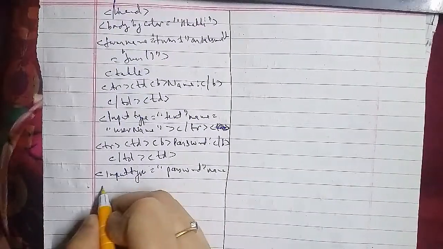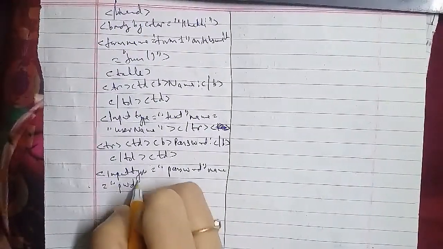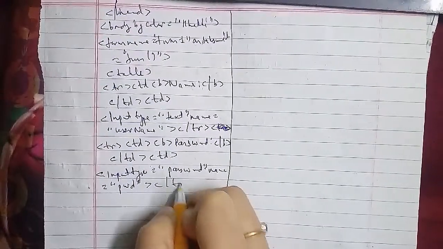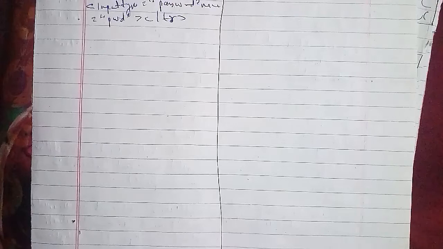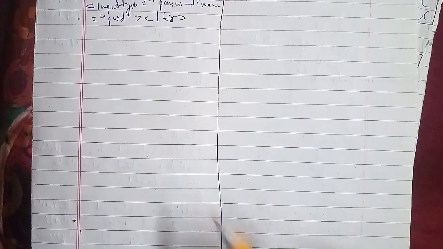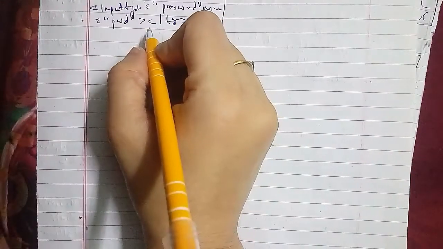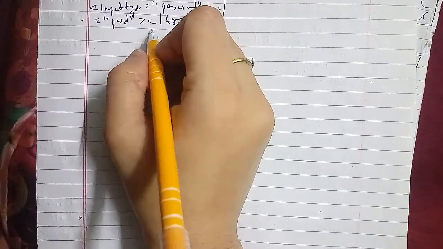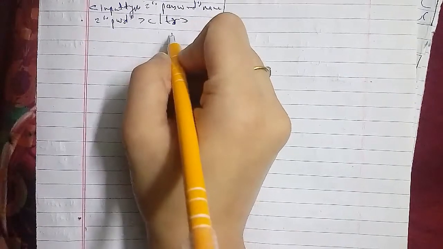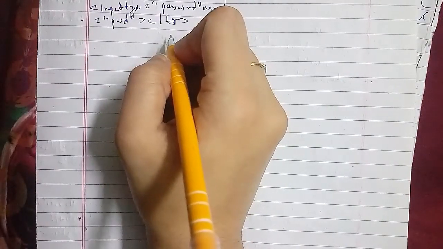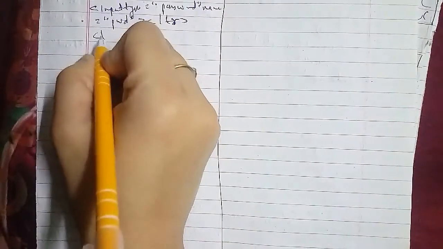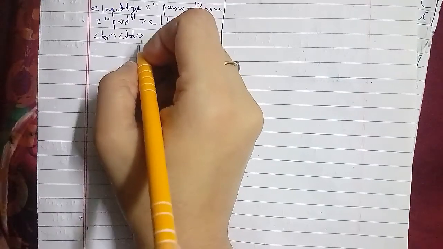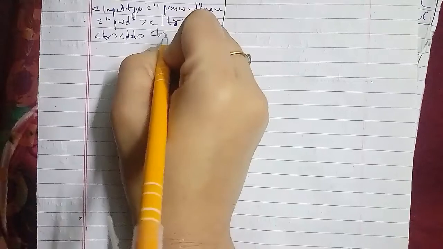Input type equals to submit value equals to submit. Then now input type here as well, input type equals to reset, value equals to clear, then center tag close, form tag close, body tag close, and of course the HTML tag close as well.